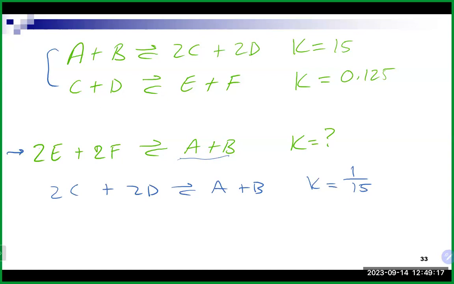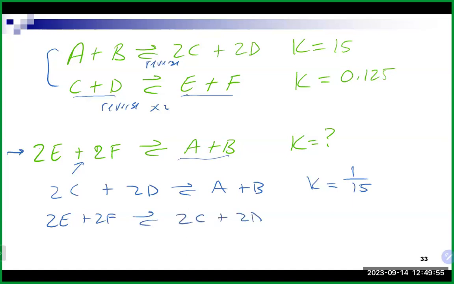Next, I have C and D, which is not in the final equation, so maybe I'll look at E and F. I have E and F, which is in the final equation, but once again, it's on the right-hand side here. I need it on the left-hand side, and I not only need it on the left-hand side, I actually need two of them, right? So I need to do two things to this. I need to reverse this reaction and also multiply it by 2. Top one I just reversed, obviously. So I'm going to reverse it and multiply it by 2, which means I will end up with 2E plus 2F on the left going to 2C and 2D on the right.